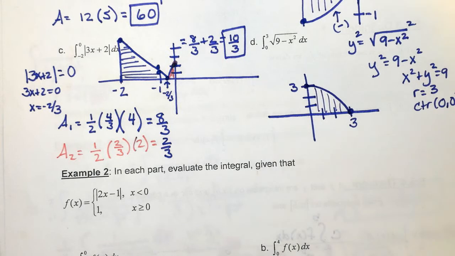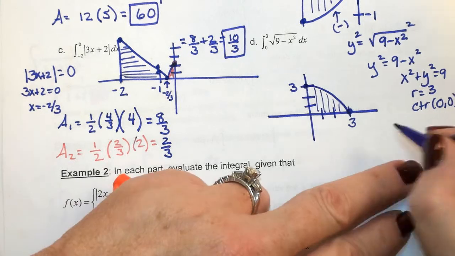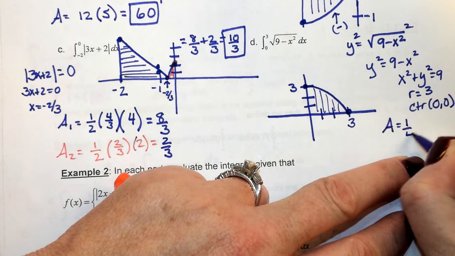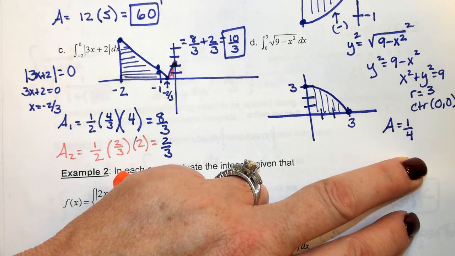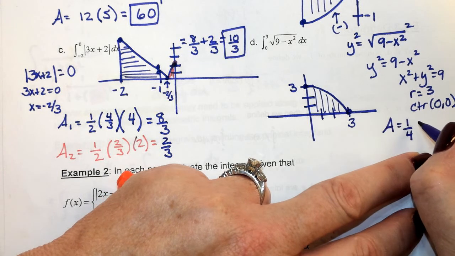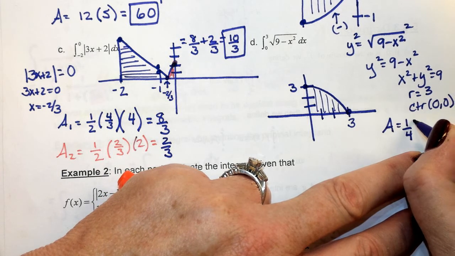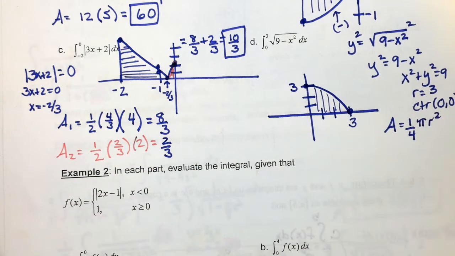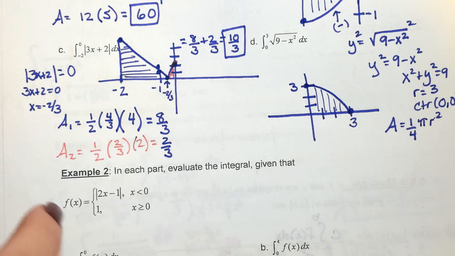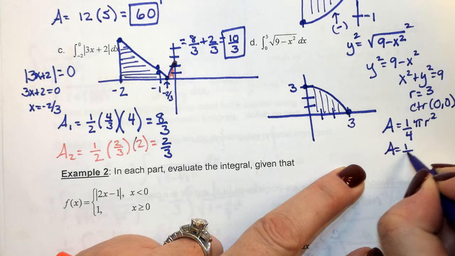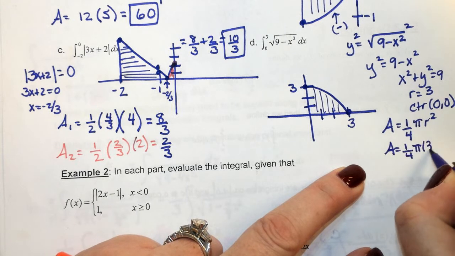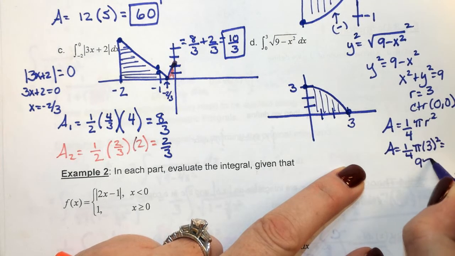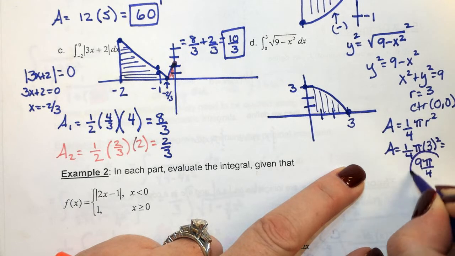So how much of the circle's area am I going to be using? 1/4. And so to calculate the area of a quarter of the circle, it's 1/4. What's the formula to calculate the area of a circle? It's going to be what? Pi r squared. So I'm only calculating the area of a quarter of the circle. So what's the radius of the circle? The radius is what? 3. So it's going to be 9 pi over 4 for this particular area.